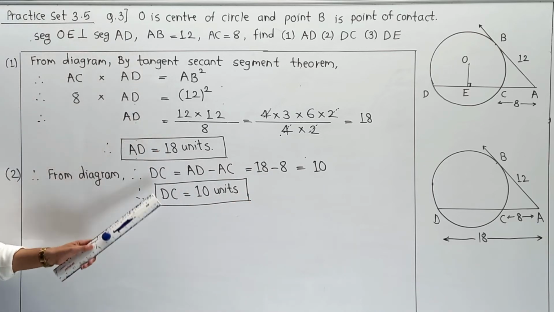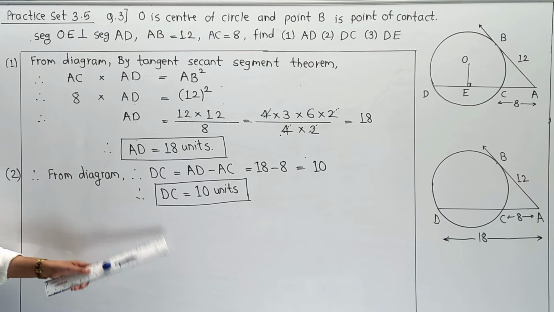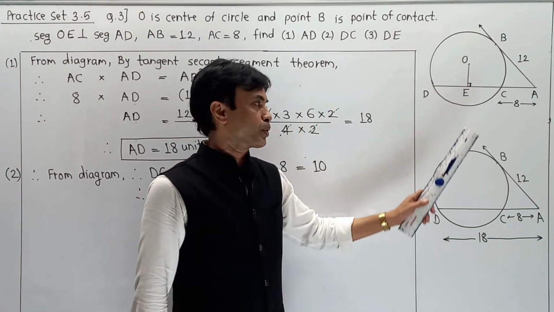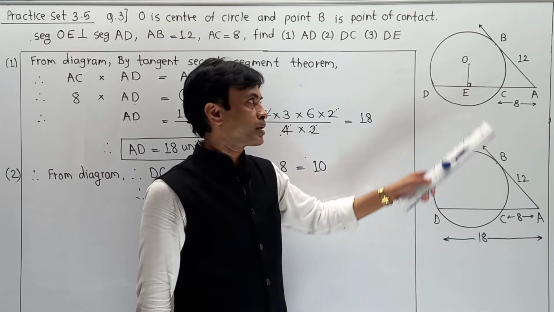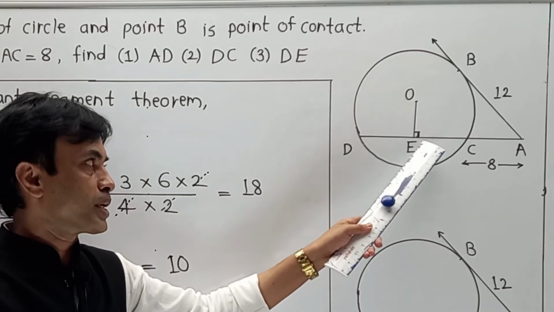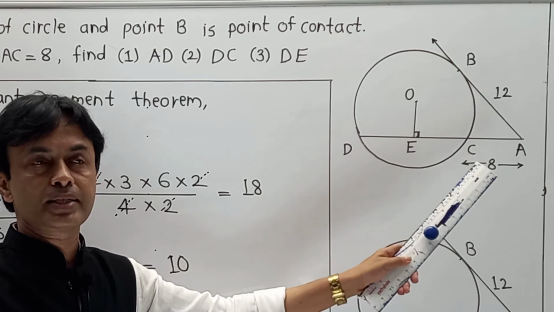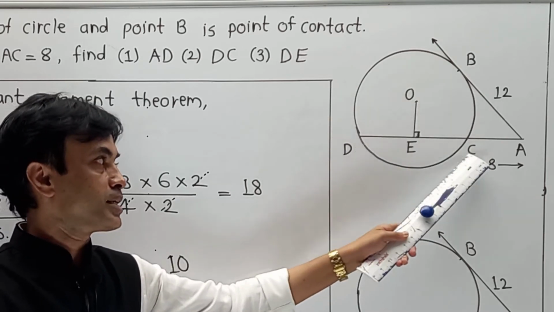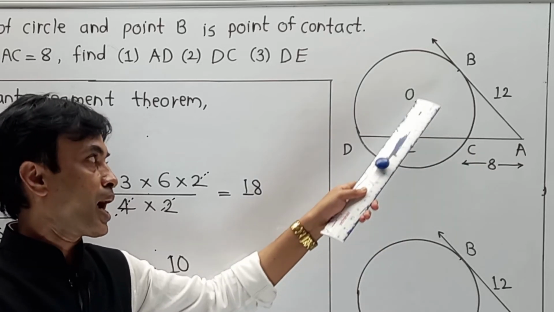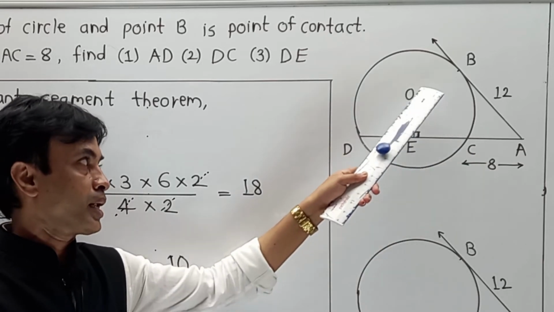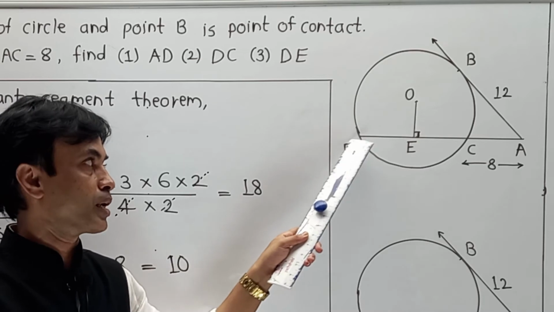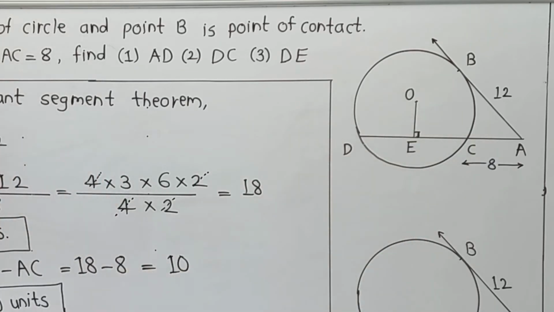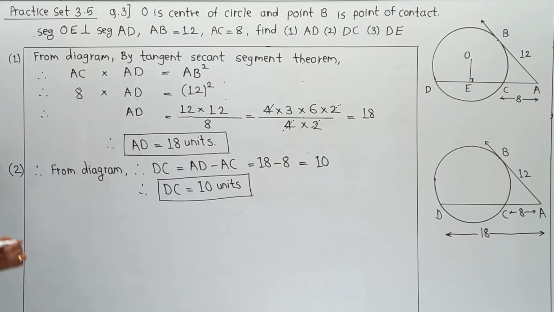Now, after completing the first and second parts, the third requirement is to calculate DE. I am not going to give the explanation in a different diagram. We know that a perpendicular from the center of a circle to a chord bisects the chord. Here O is the center of the circle, DC is a chord of the circle, and OE is perpendicular. So I am going to use that part over here.